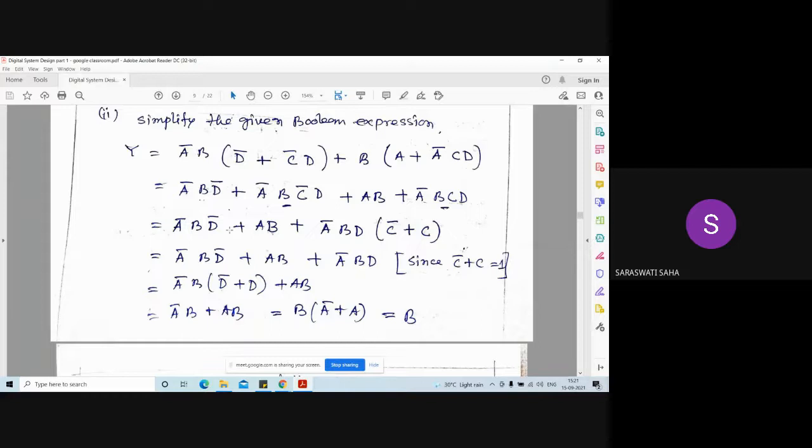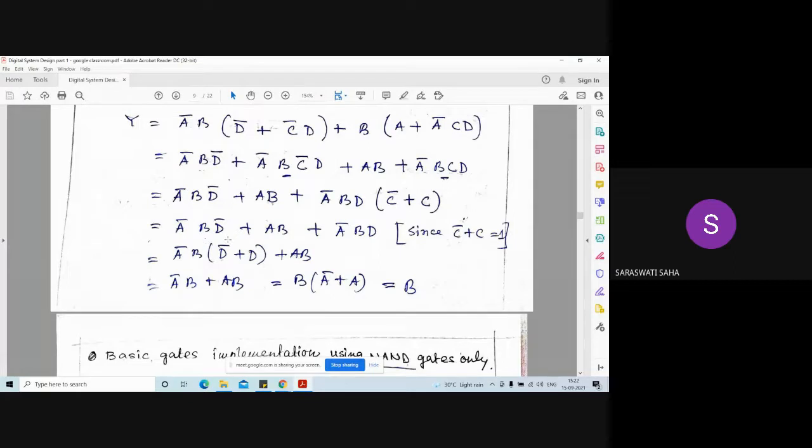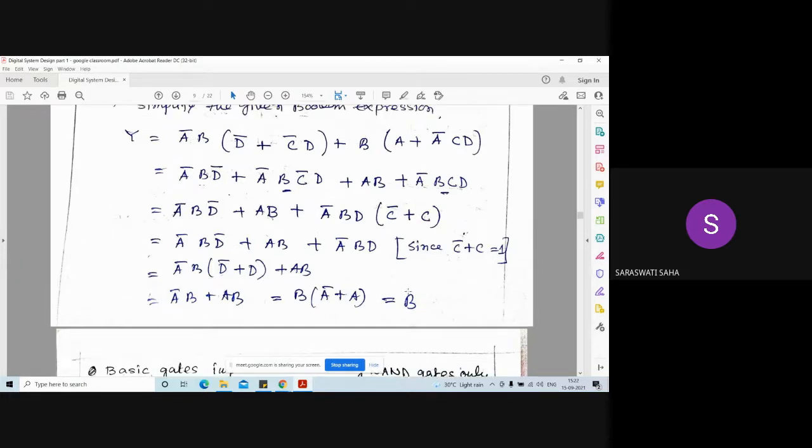Then rearrange the terms. C C bar gives us 1. Then from here, D bar plus D gives us 1. And finally, from these two terms, by taking B as common, A plus A bar will be 1. Then finally, you will get B. Clear? Yes, ma'am.